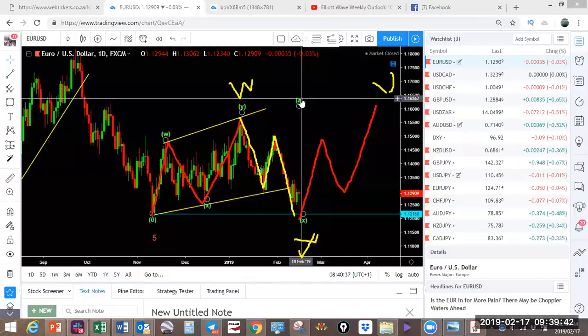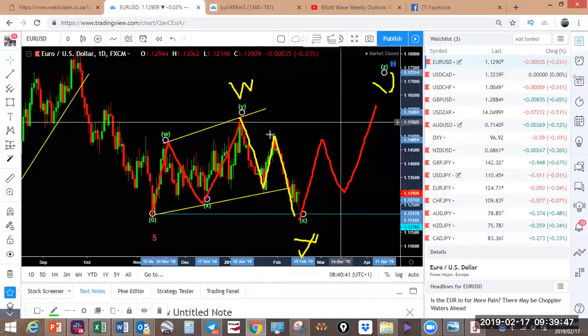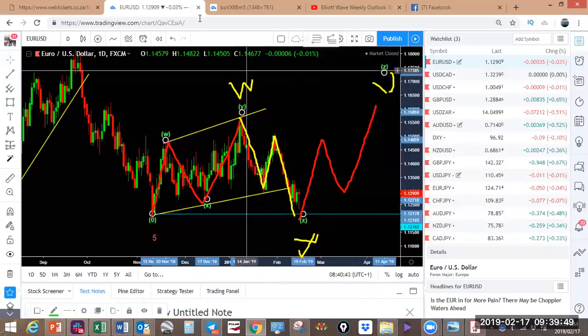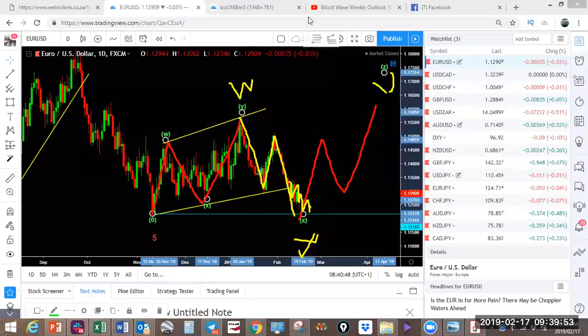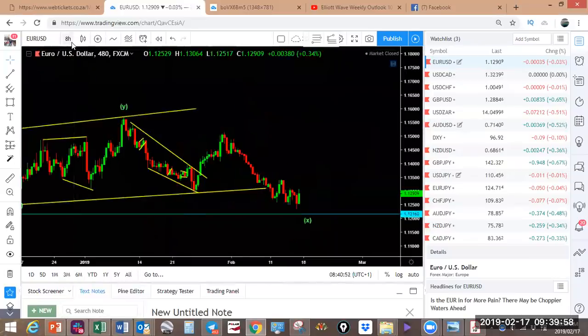Okay, remember I said it can either be a 5-wave WXY or a higher degree WXY. So let's see what we get here. We're already getting a structure that looks like it's going to reverse, what we like to call a V pattern in our group. So this Euro US dollar on the daily, let's look at it on the 4-hour.